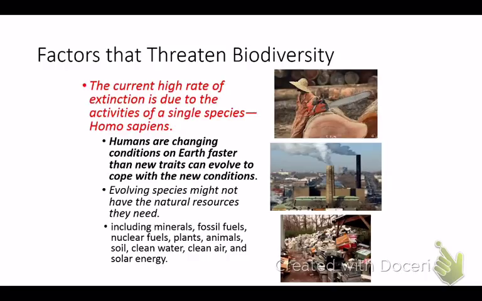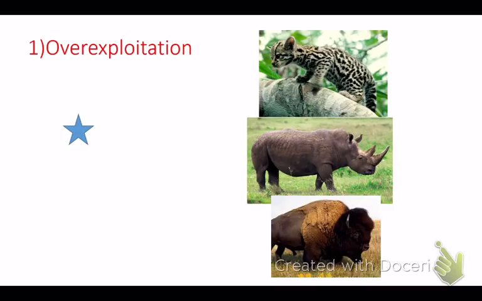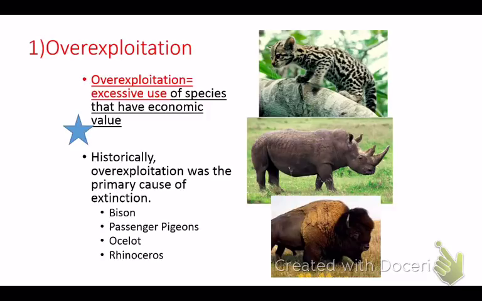I completely forgot where I was, but we're just going to go ahead and move on to the threats to biodiversity now. So you definitely want to write this one down. Make sure you write the red and underlined material. But we're going to discuss overexploitation, which is the excessive use of species for economic value. So this is basically we kill animals because they have something we like.